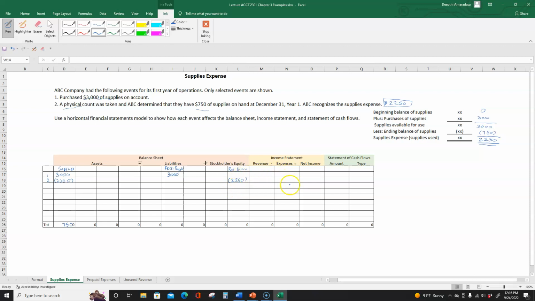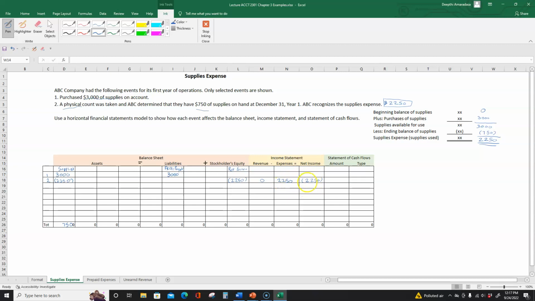Now let's see. Did this transaction affect the income statement? Yes, it did. We said we had an expense. Our expenses increased by 2,250, which causes net income to decrease by 2,250. Some students had a question, why does net income decrease? Well, for this transaction, revenue didn't change, so revenue had no change, and expenses increased by 2,250, so 0 minus 2,250 is a negative 2,250.